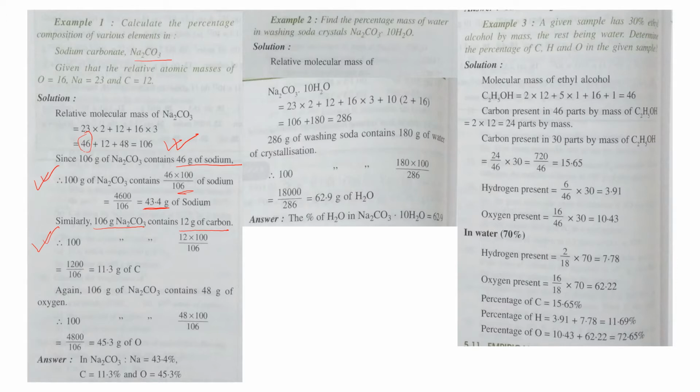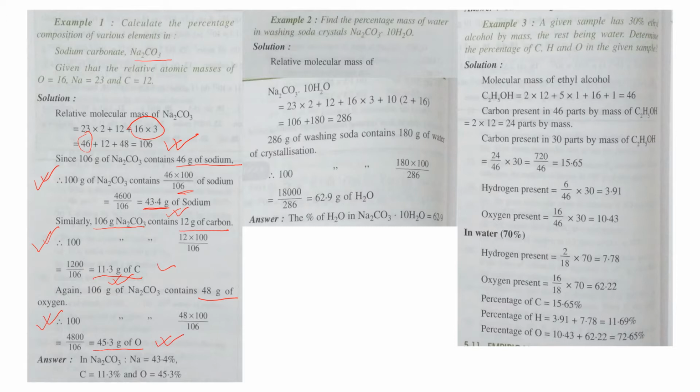It is coming 11.3. And then similarly you find out 106 gram of Na2CO3 contains 48 gram of oxygen. See here, 16 into 3, it is 48 gram. So for oxygen also find out how much is present in 100 gram of Na2CO3. So I am getting 45.3 gram of oxygen. So that means in Na2CO3 sodium is 43.4%, carbon is 11.3%, and oxygen is 45.3%.